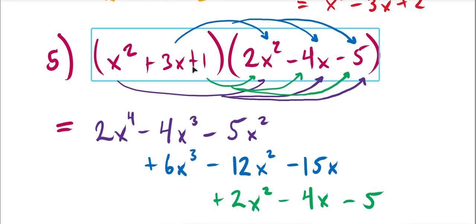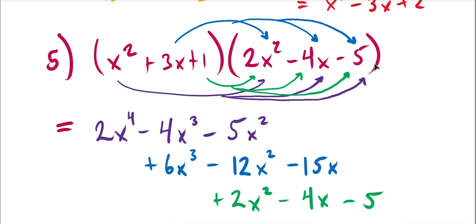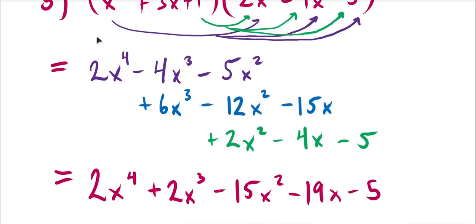And then finally, we've got 1 times this, so we just copy this down, and now we're going to group like terms. So by stacking them this way, we group like terms easily, and then adding up all of these coefficients, with sign, we get the following. 2x to the fourth plus 2x cubed minus 15x squared minus 19x minus 5.